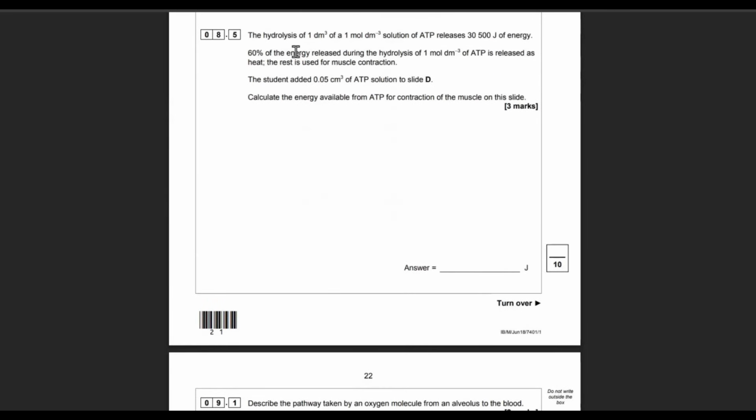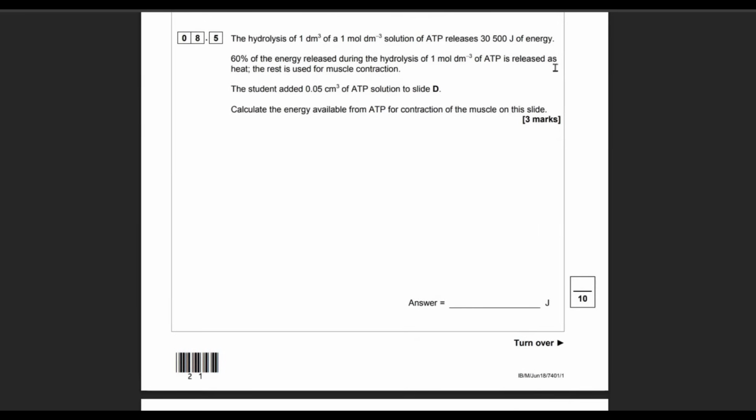8.5. The hydrolysis of 1 decimeter cubed of 1 mole per decimeter cubed solution of ATP releases 30,500 joules of energy. 60% of the energy released during the hydrolysis of 1 mole per decimeter cubed of ATP is released as heat. The rest is used for muscle contraction. The student added 0.05 centimeter cubed of ATP solution to slide D. Calculate the energy available from ATP for contraction of the muscle on this slide.